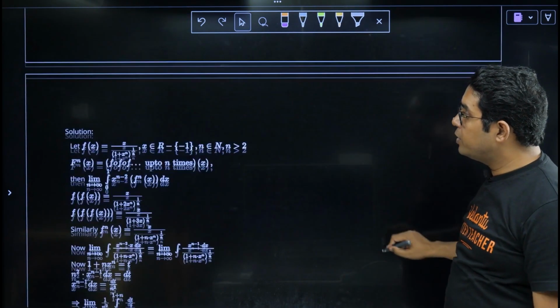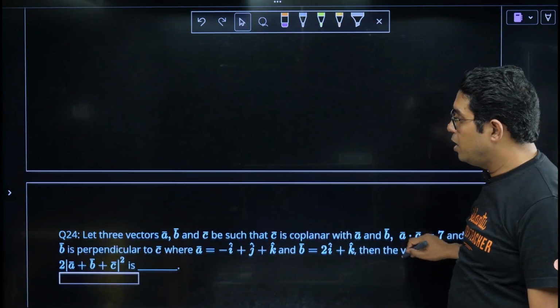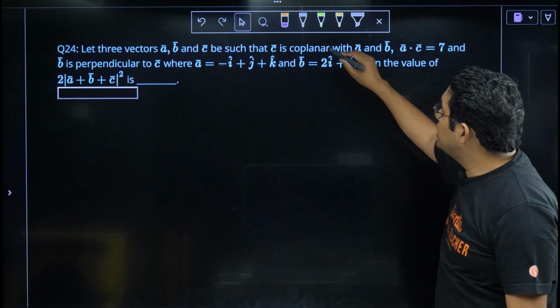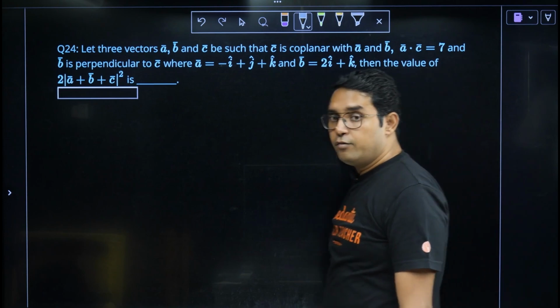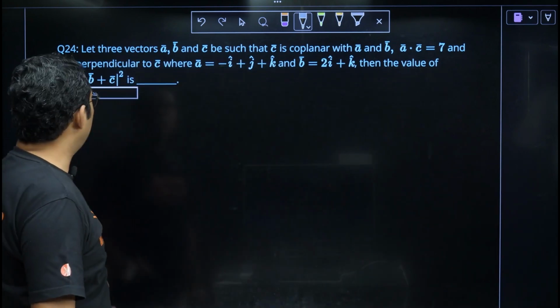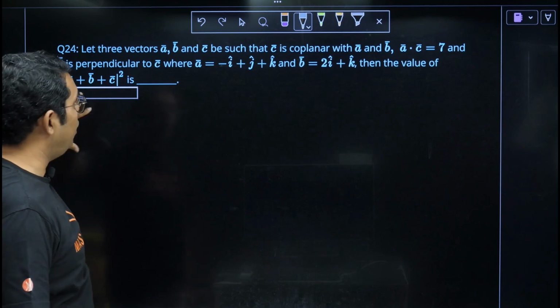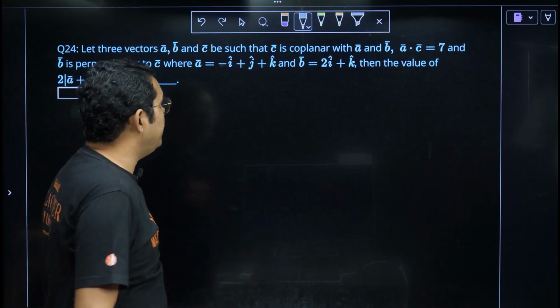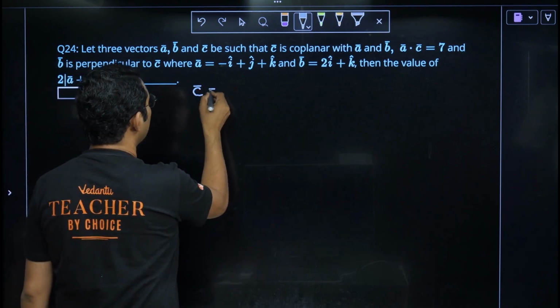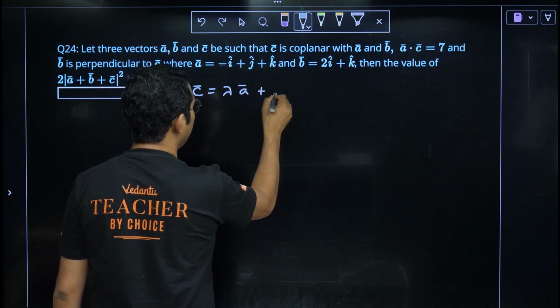Okay. Coming to the next question, 24. Three vectors A, B, C, such that C is coplanar with A and B, A dot C is 7 and B is perpendicular to C. Where A is this, B is this, then we have to find the value of this thing. Now, there can be two starting points here. Either you take C equal to lambda A plus mu B.